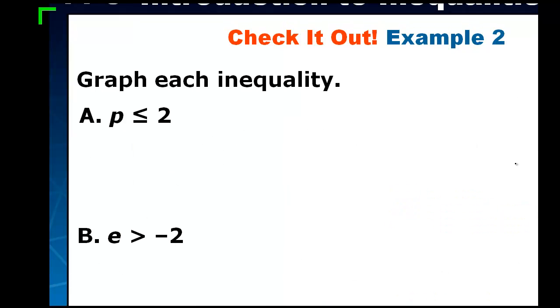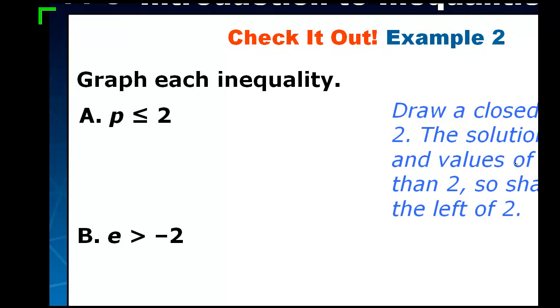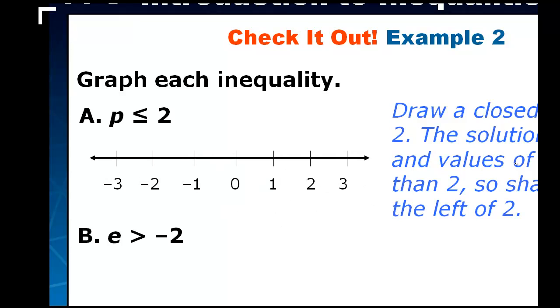Let's graph these two questions. P is smaller than or equal to 2. First, we will draw our number line. We will go for 2 and draw a closed circle. Why closed circle? Because here it has equals. Then we will shade all the numbers smaller than 2, so our line will go to the left.